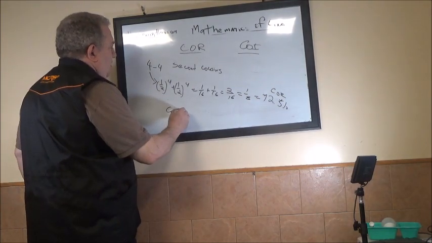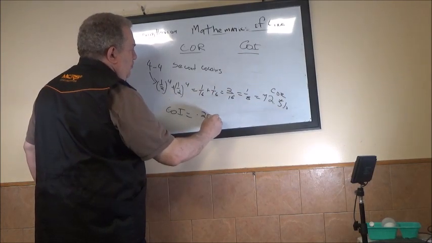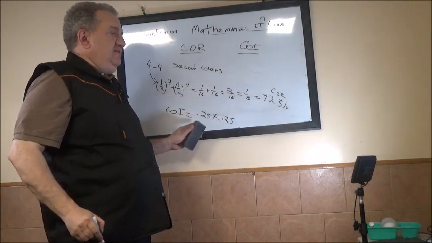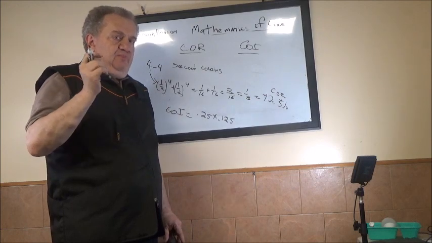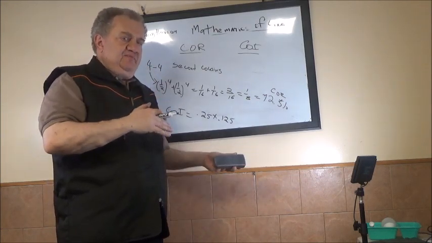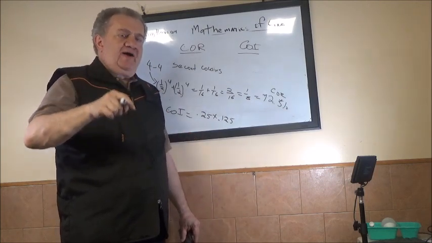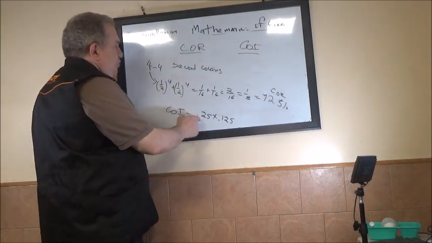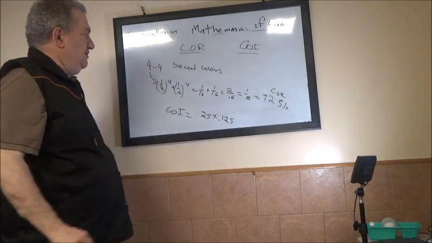The COI is 0.25 times 0.125, which is 3.125. I'm converting between fractions, decimals, and percentages pretty quickly in my head. If this is a little too quick for you, pause the video, punch it into a calculator, and do the math yourself, and you'll see what I'm doing.